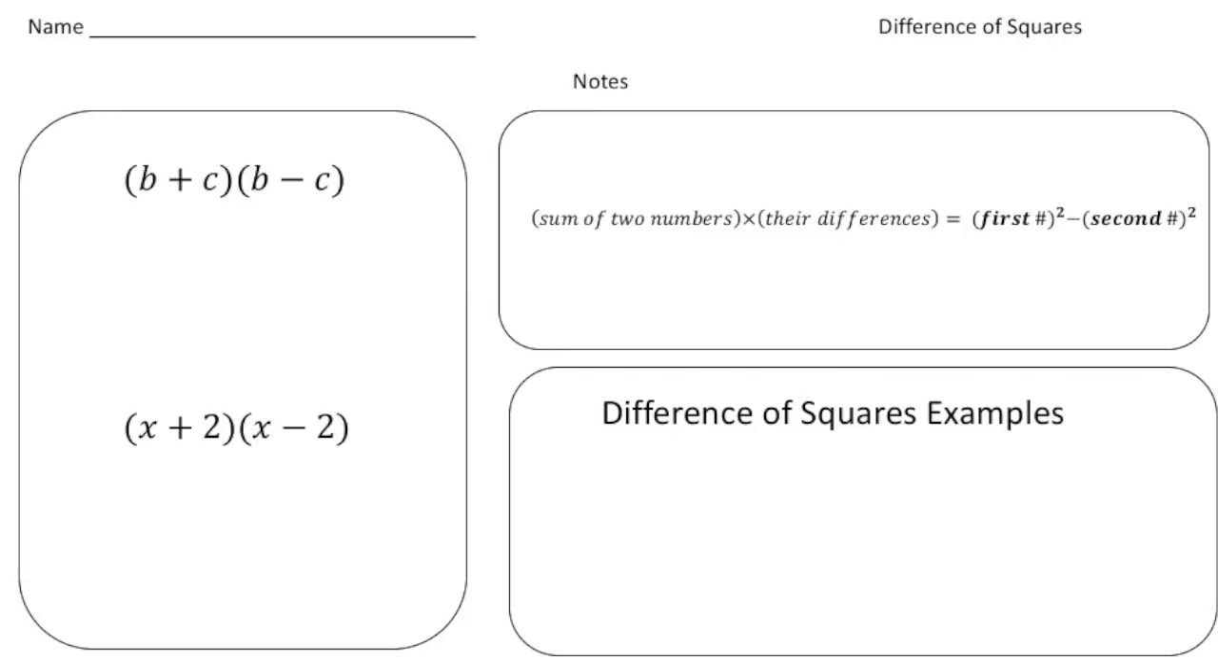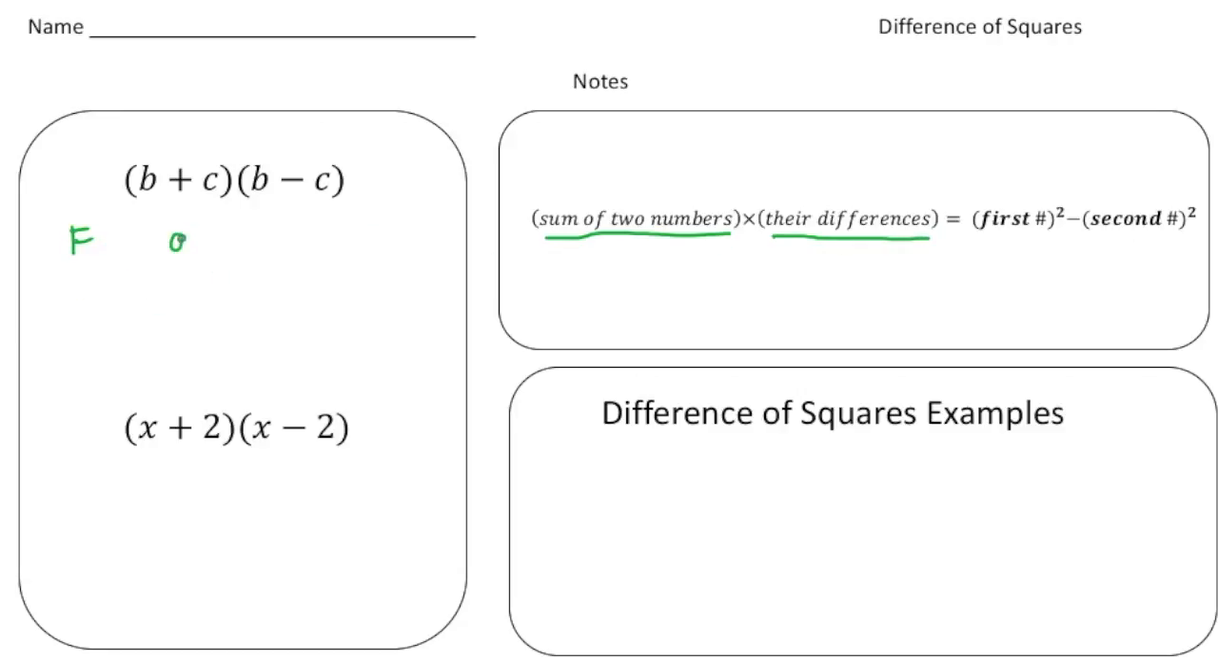Well, this is a special type of factoring, and take a look at this first problem over here. We have the binomial b plus c times the binomial b minus c. If you notice, in the first binomial we're adding two different terms, b plus c. So that's the sum of two terms, and we're multiplying it by their difference. So the b minus c is their difference. So let's actually use FOIL to multiply these out.